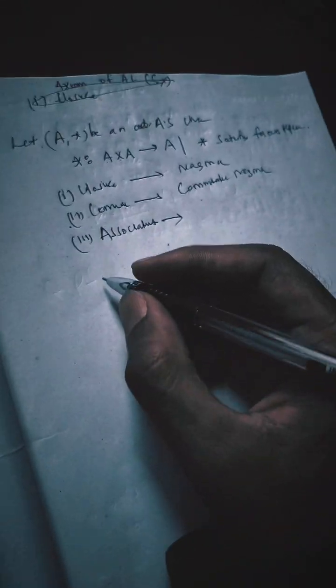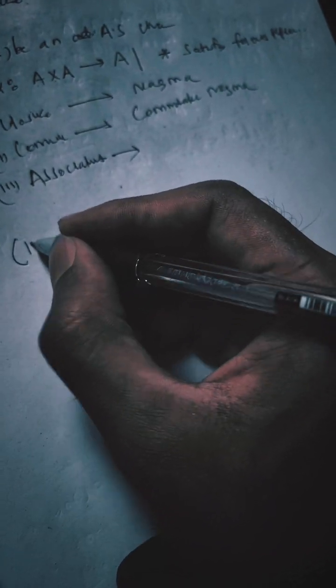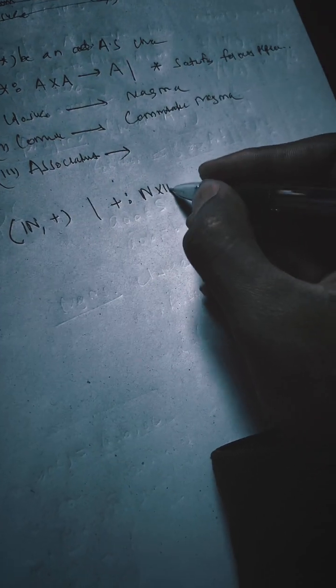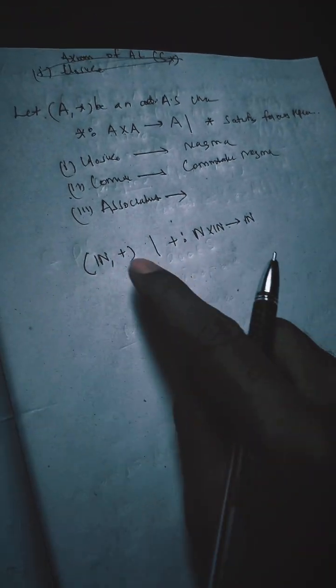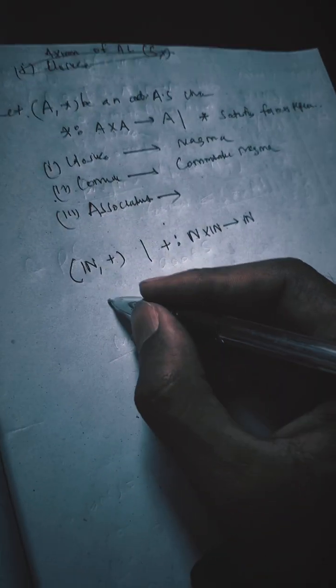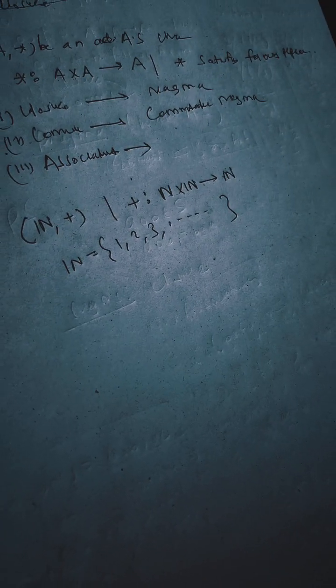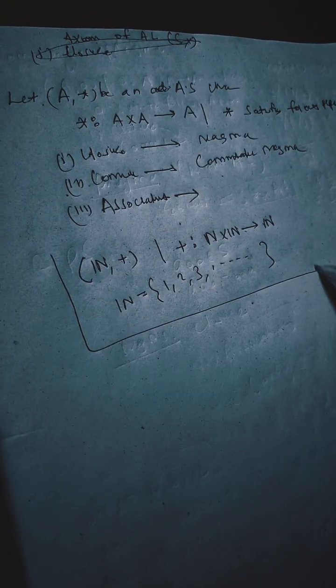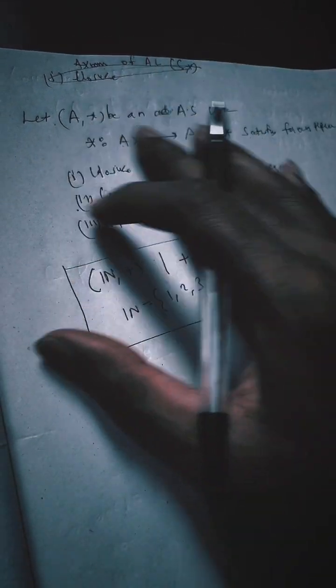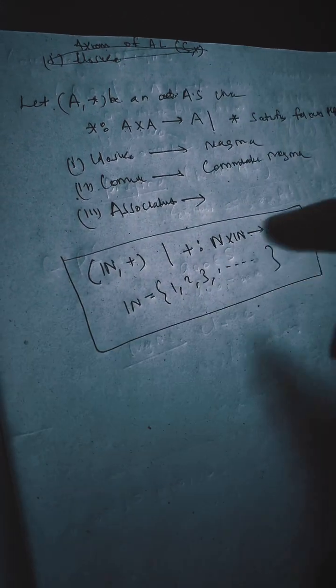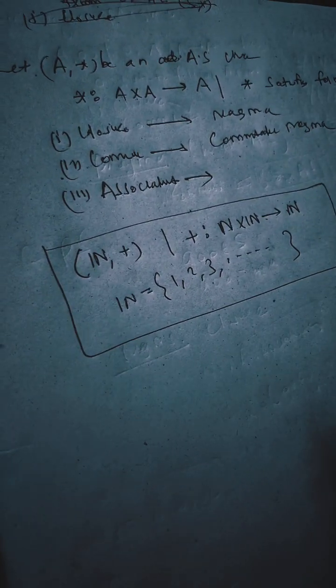So, let's consider an algebraic structure N, plus. What is plus? Plus is the Cartesian product of this set with itself, producing an element in the same set. Is it closed? What is N? The set is 1, 2, 3, and so on. It is the set of natural numbers. Or maybe I should stop here. First you should digest what's happening here, and in the next video we'll try to study this structure. So thank you for this.